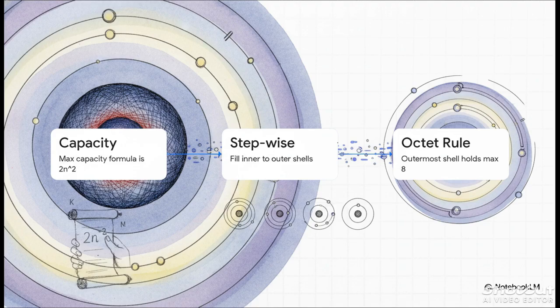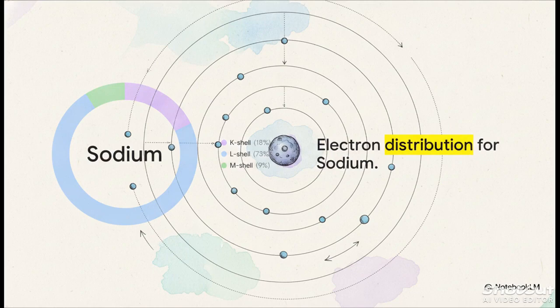Second, you must fill them stepwise from the inside out. And third, there is the unbreakable octet rule. An outermost shell is strictly capped at exactly 8 electrons, no exceptions. Let's see how this actually builds a real atom step by step.